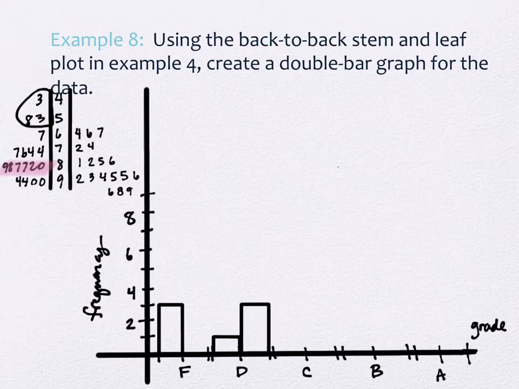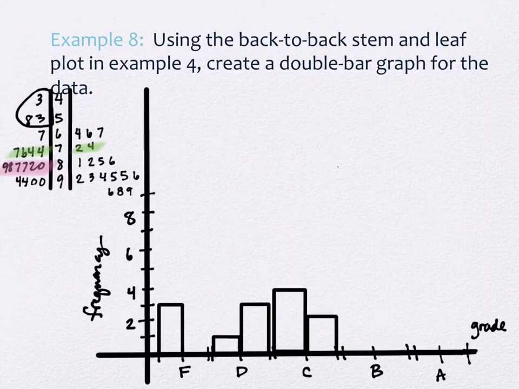How many C's are there on the first exam? I have 4 written down. Is that right? Yeah, there's 4. And then the C's on the second exam is 2. So it's 4 and 2. So I need a height of 4 next to the height of 2.